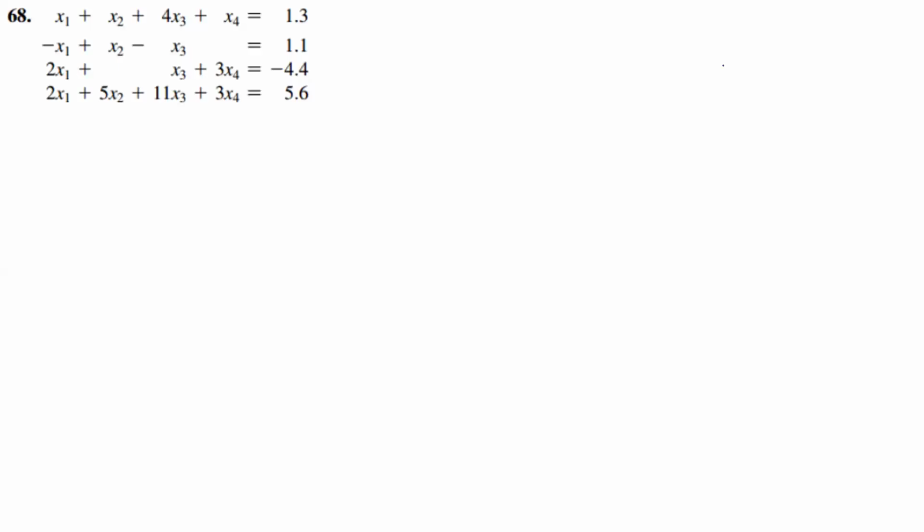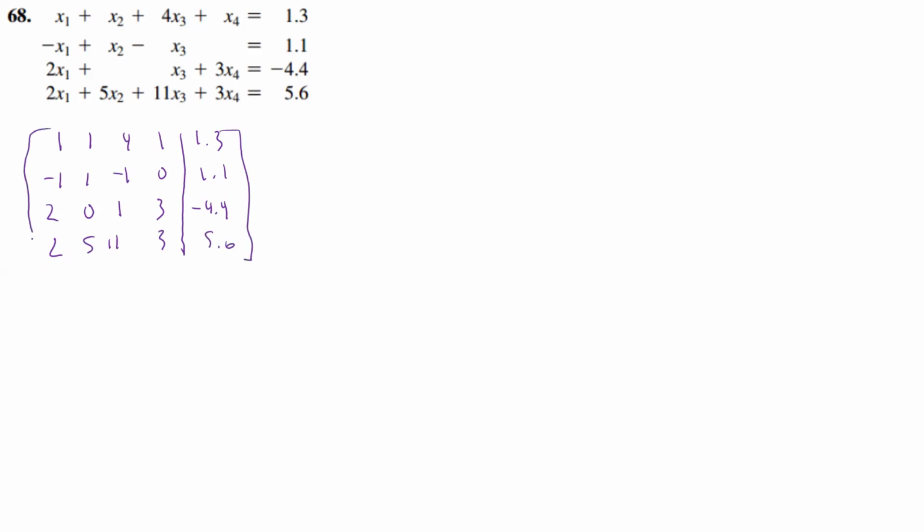Okay, so now let's work this problem by hand. First things first, we write the augmented matrix. So we have 1, 1, 4, 1, 1.3. And then minus 1, 1, and then minus 1, 0, 1.1. Then we have a 2, a 0, a 1, a 3, and a negative 4.4. And then a 2, a 5, 11, 3, and 5.6. So this is our starting point.